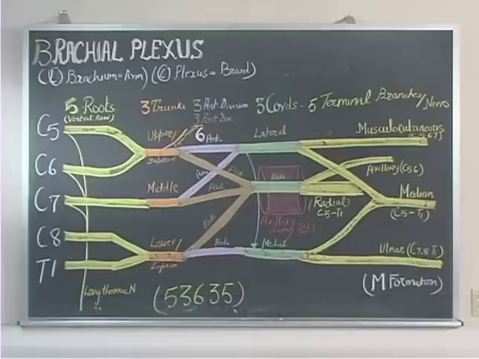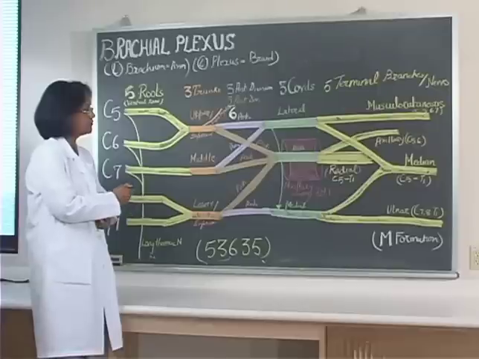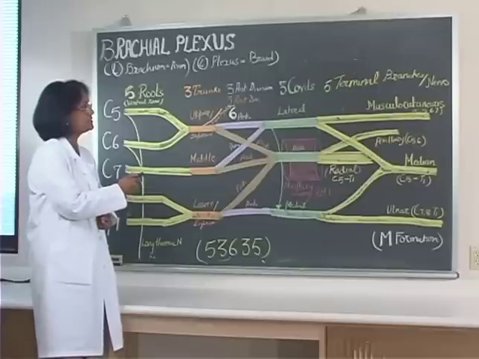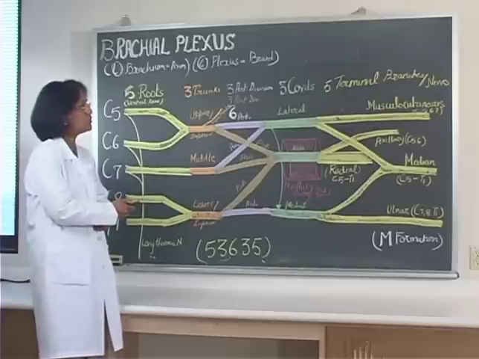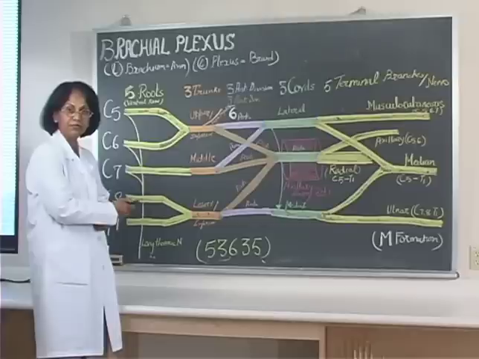So we have 3 cords, and they are named according to their relationship to the second part of the axillary artery. The lateral cord lies on the lateral side, the medial cord on the medial side, and the posterior cord lies on the posterior aspect of the axillary artery. From these cords, we get the 5 main branches. There are several smaller branches, but the 5 major branches supply the main flexor and extensor compartments of the upper limb.